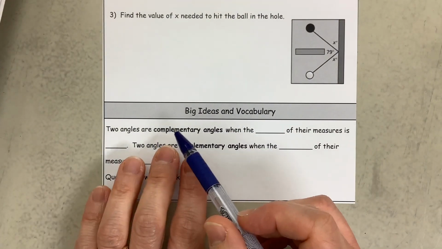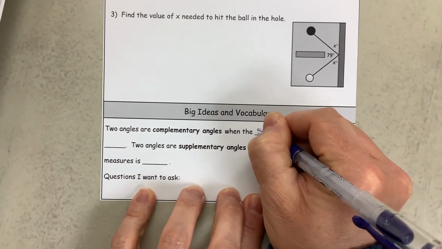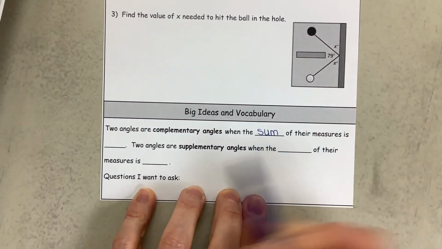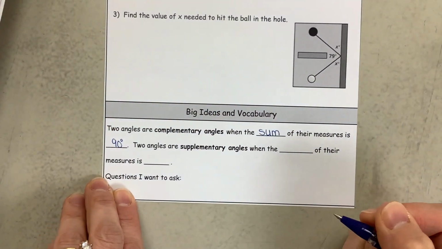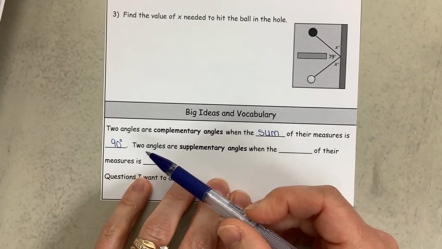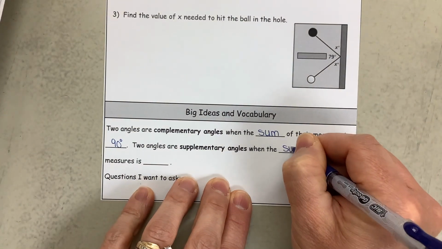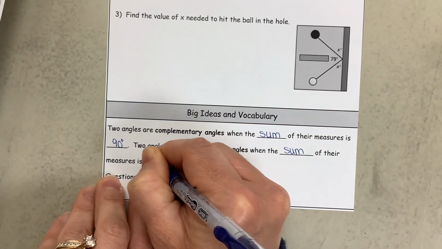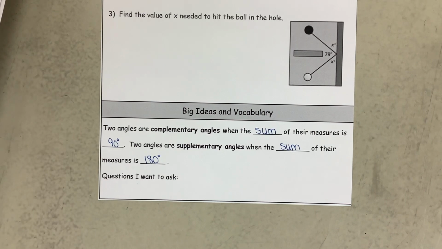Two angles are complementary angles when the sum of their measures is 90 degrees. Two angles are supplementary angles when the sum of their measures is 180 degrees. So the first thing you need to be aware of is you need to be able to remember complementary is 90, supplementary is 180.